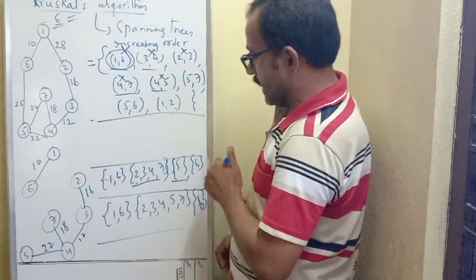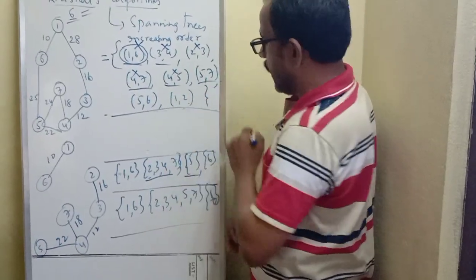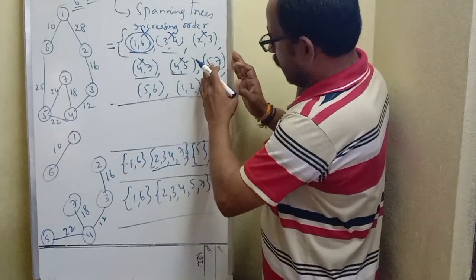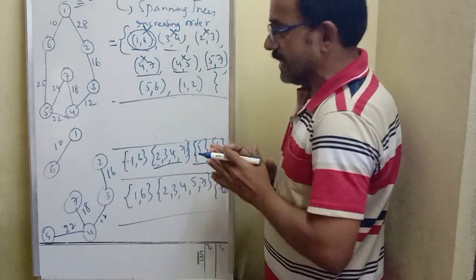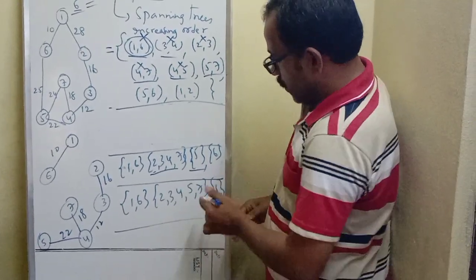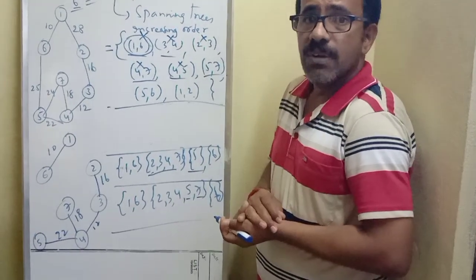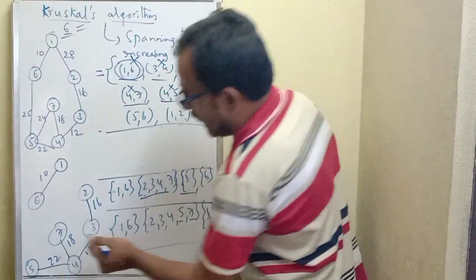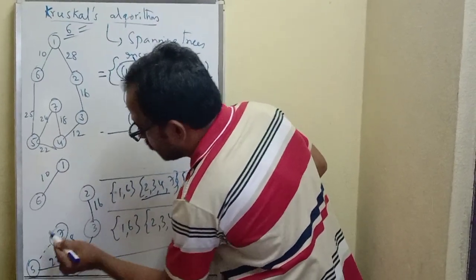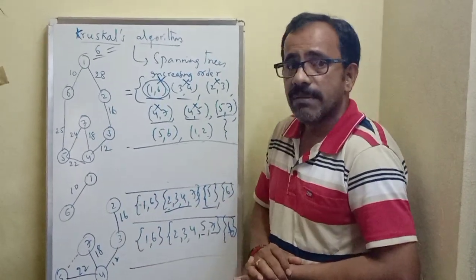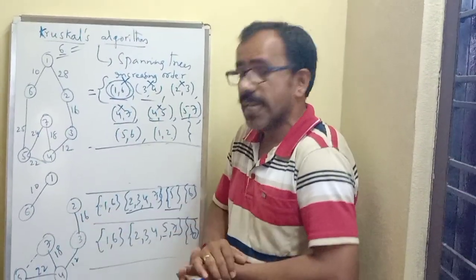Now what is the next minimum cost edge? 5, 7. The next minimum cost edge is 5, 7. Now verify whether 5, 7 are in the same set or two different sets. 5 is here, 7 is here. Both are in the same set. If you combine 5, 7, it makes a cycle, and then we lose the spanning tree property, because the spanning tree property means there is no cycle in the spanning tree.